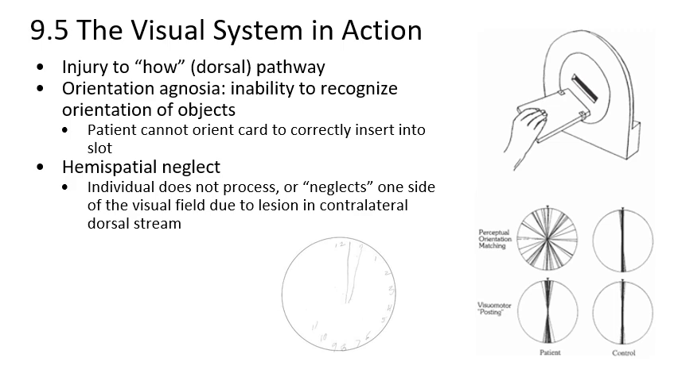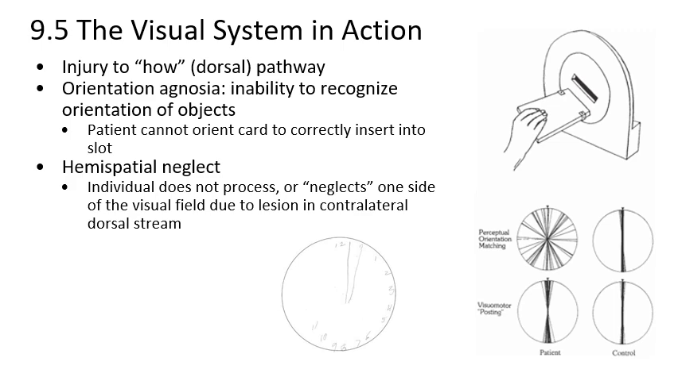So the control patient, for the most part, was always able to insert the card at the correct orientation into the slot, whereas the patient, if they just had to match the orientation, like if they didn't have feedback from the slot, was almost completely at chance. They were unable to move this card in the correct orientation into the slot.